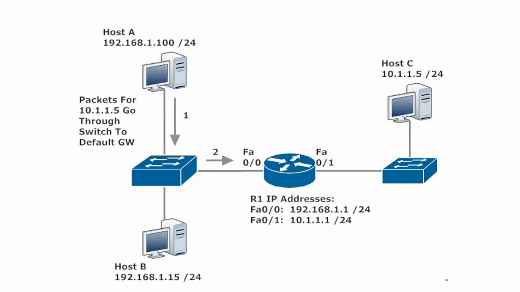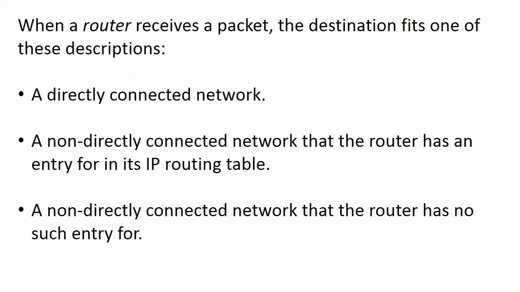So when the router receives those packets, because it does have an entry for them, it's going to go straight through. Because when a router receives a packet, the destination fits one of these descriptions. It's either going to be a directly connected network, like the two we just saw. It could be a non-directly connected network that the router has an entry for in its IP routing table. And then the one we have to be a little wary of, a non-directly connected network that the router has no entry for. That's the one we've got to really watch out for.